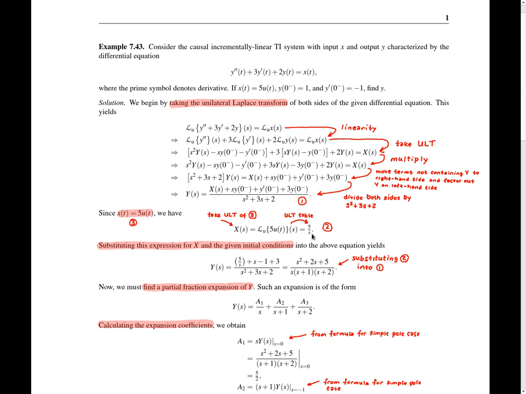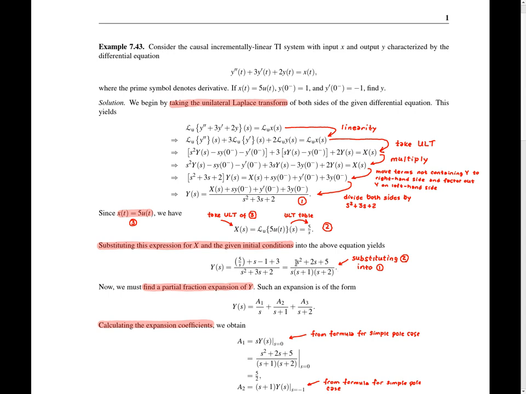Now, substituting the expression that we just computed for big X and the given initial conditions for little y into this equation here yields this next line here. At this point, we now need to take the inverse Laplace transform of big Y. To do this, we're going to use a partial fraction expansion.